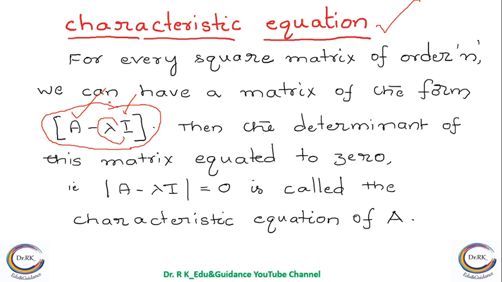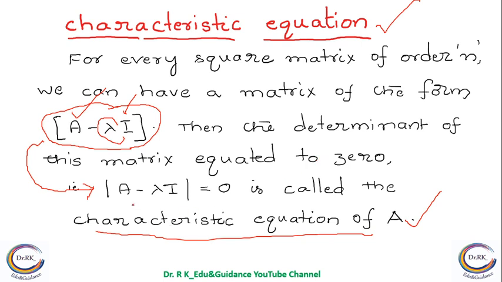So this matrix A minus lambda I is a matrix, right? So for every square matrix we can have this A minus lambda I. Suppose if we take the determinant of this matrix, that is determinant of A minus lambda I, and if it equates to 0, then this is called the characteristic equation of A, right? So for a square matrix A of order n, determinant of A minus lambda I equal to 0 is called the characteristic equation.